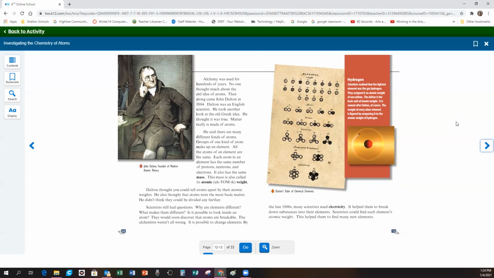Scientists still had questions. Why are elements different? What makes them different? Is it possible to look inside an atom? They would soon discover that atoms are breakable. The alchemists weren't all wrong. It is possible to change elements.